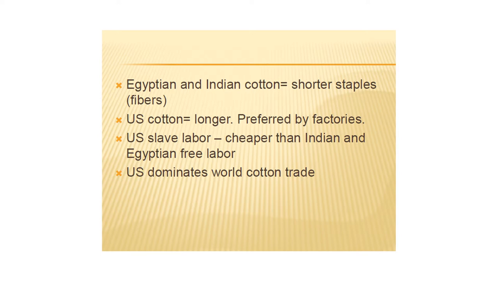Slave labor was cheaper. That's why the slave trade flourished even in the 1600s, because slave labor is cheaper, therefore more profits will go to the owners of the enterprise. So all these things together meant that fairly quickly the United States is going to dominate the world cotton trade. They're going to come from out of nowhere, essentially, to be right there smack dab in the middle, at the forefront. By 1860, cotton was actually more than half of the export value of the United States.